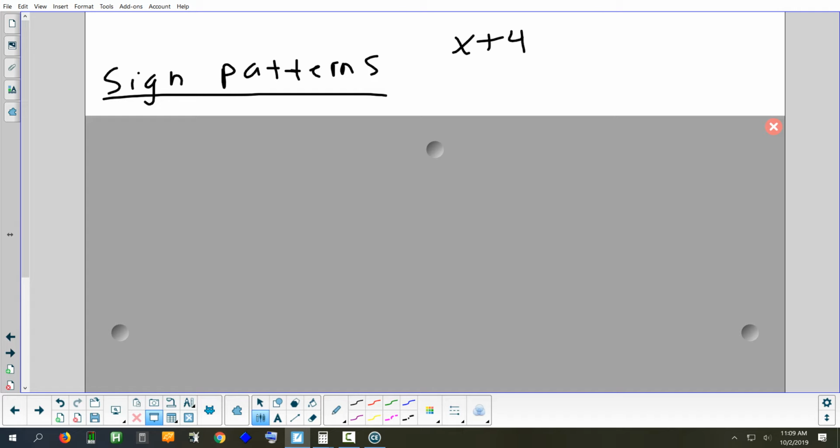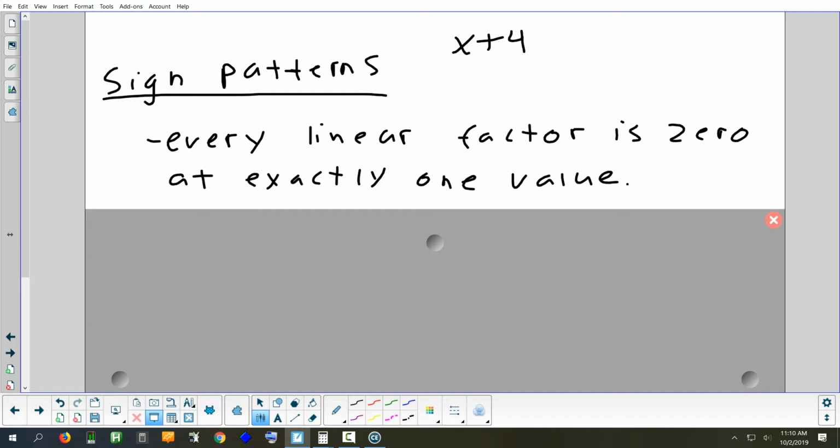What number could you plug in for x to make that expression 0? Negative 4. Is there any other number you could plug in to make it 0? No, and that's the whole point of a linear factor. Every linear factor is equal to 0 at exactly one value. There is only one number you can plug into a linear factor to make it 0. Now, Jared told me negative 4 was the one number you could plug in right here.